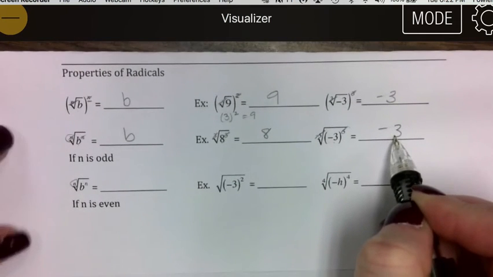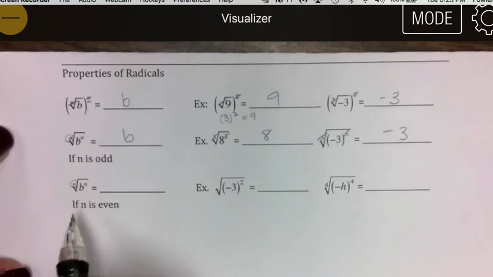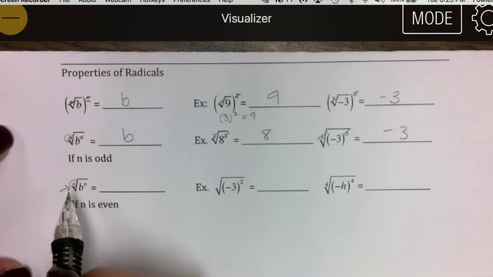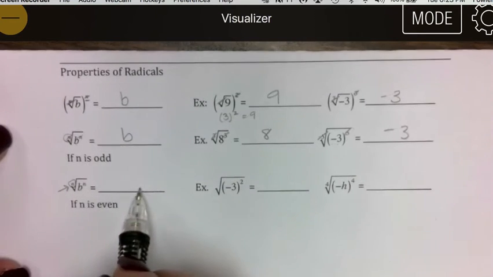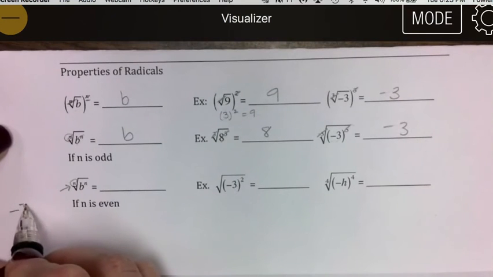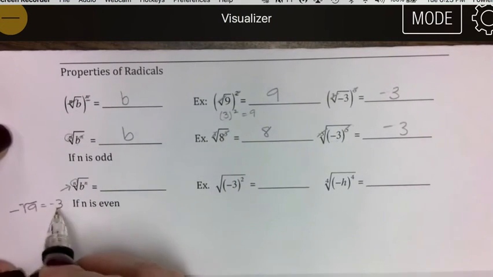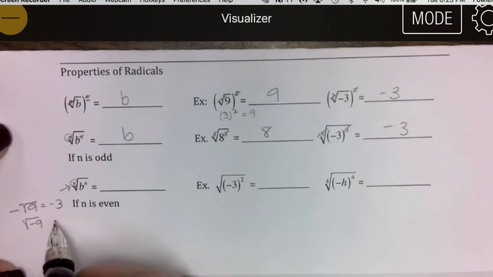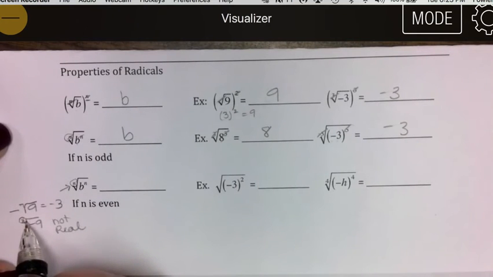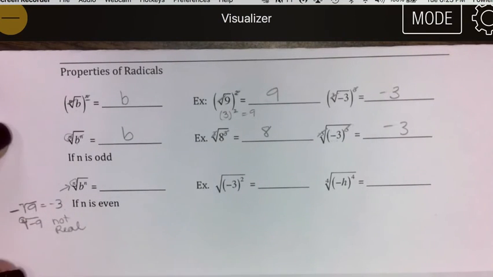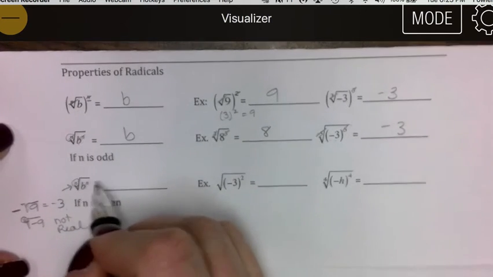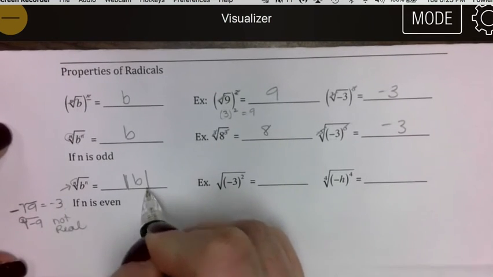But here is where you have to be careful. What if my index is even? If your index is even, the only way you can have a negative answer is if a negative starts out front. Like we said, the negative square root of 9 is equal to negative 3, but the square root of negative 9 is not real. You cannot have an even index and have a negative answer unless it starts out with a negative out front. So we have to make sure that if we're going to write the nth root of b to the n, it is the absolute value of b.